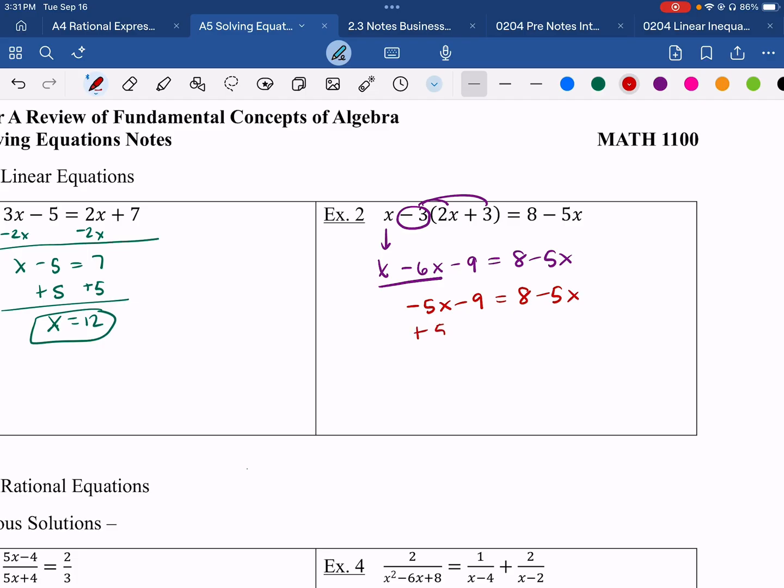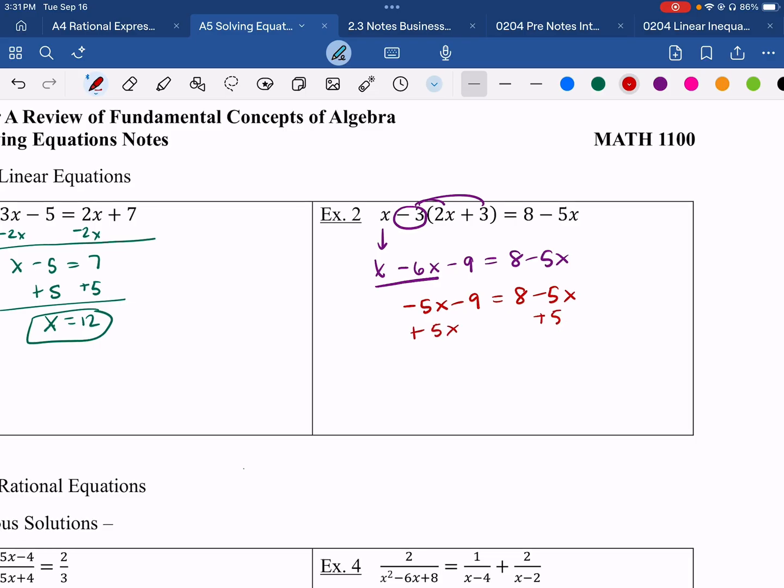I'm going to add the 5x to both sides. Look what happens. I get negative 9 equals 8. Okay, that's false. So that's no solution.